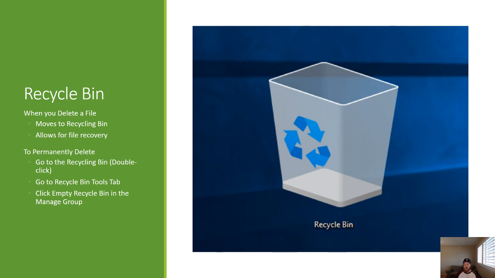If you need a tutorial on this, I have one on my Windows 10 tutorials list. So you can go to that playlist and you'll see it there. To permanently delete a file, you go to the recycling bin. To go to the recycling bin, it's always on your desktop. You double click it to go into it, and then you click the recycle bin tools tab, and then you go to the manage group and click empty recycling bin, and that'll empty the recycling bin, so it's empty like this.